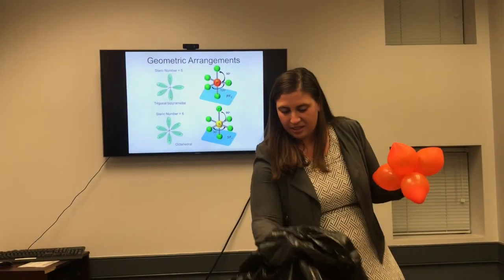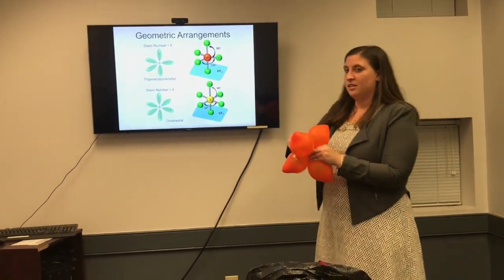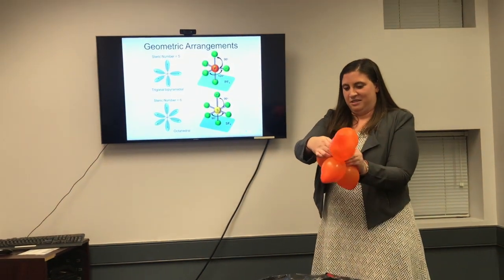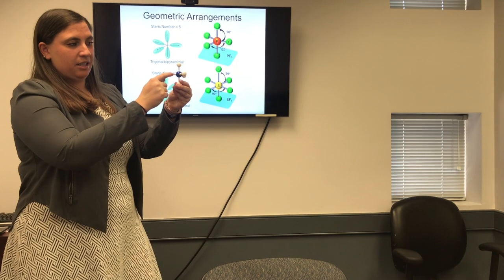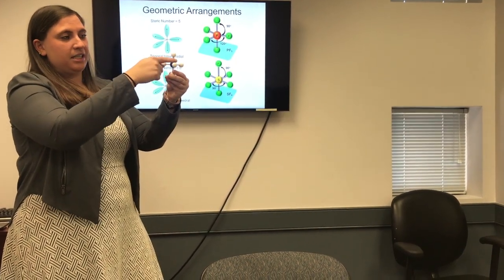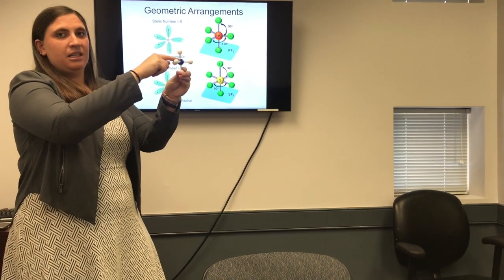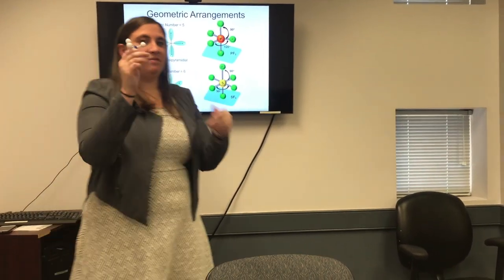So, if you have a steric number of 5, it's called a trigonal bipyramidal. We see that we have 120 degrees in this case here, on this plane, but we also have 90 degree angles in this way. So this one is especially important to visualize.